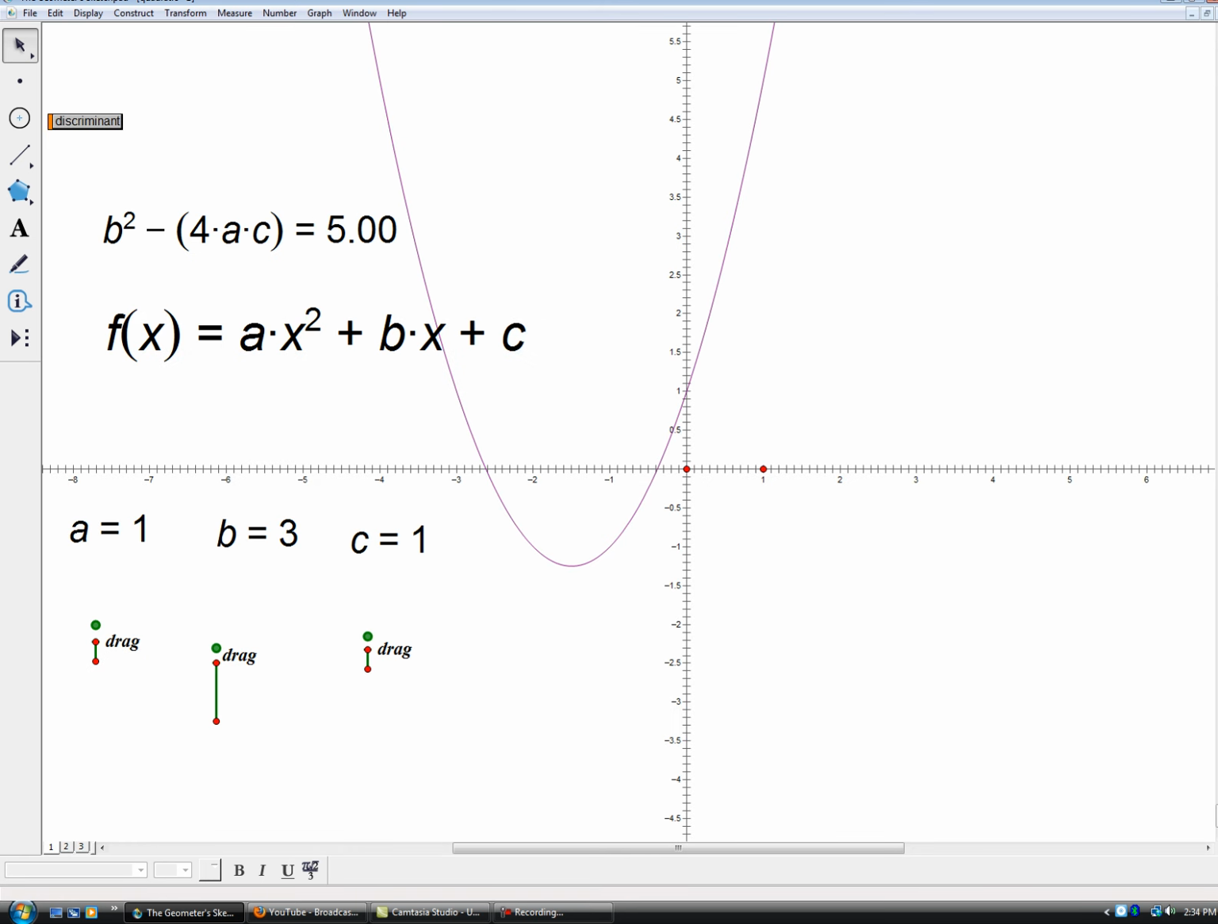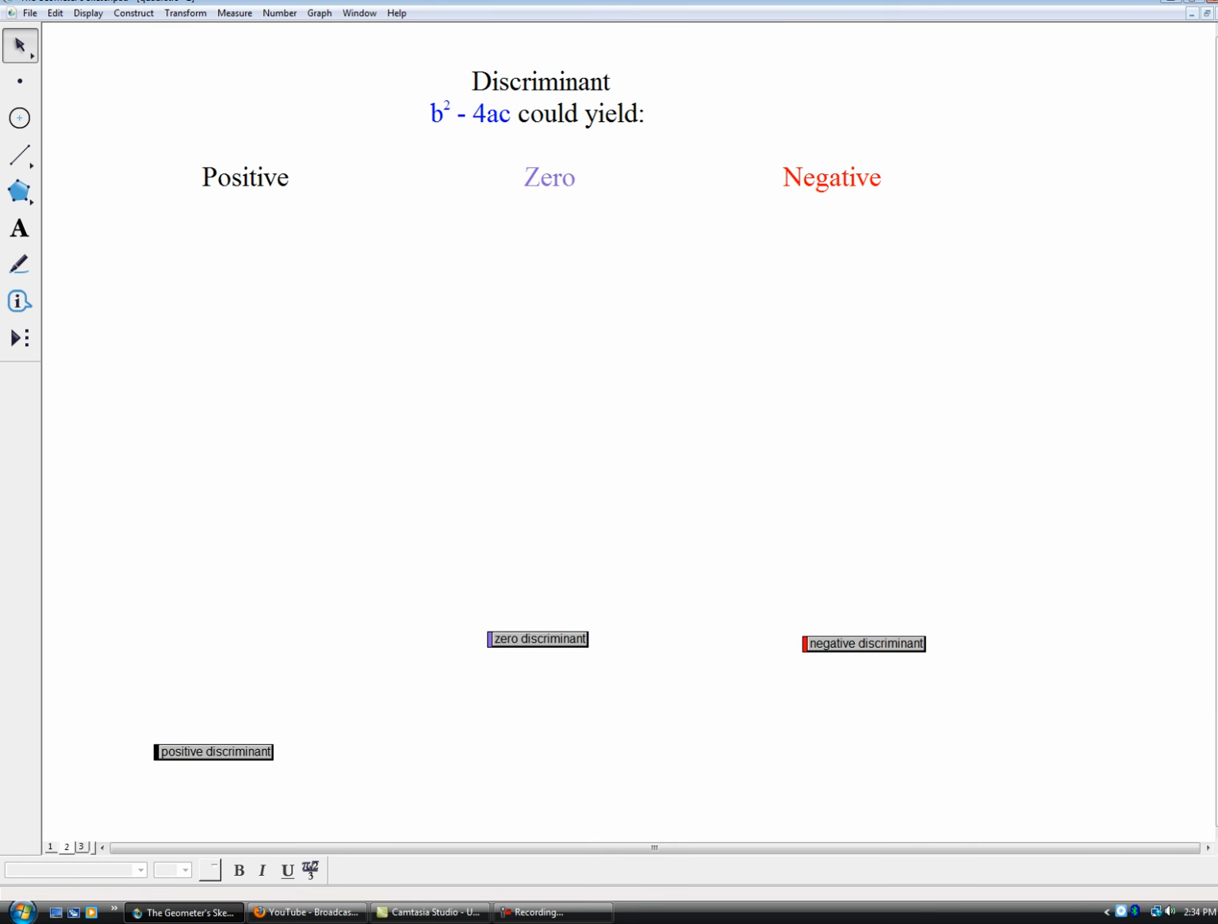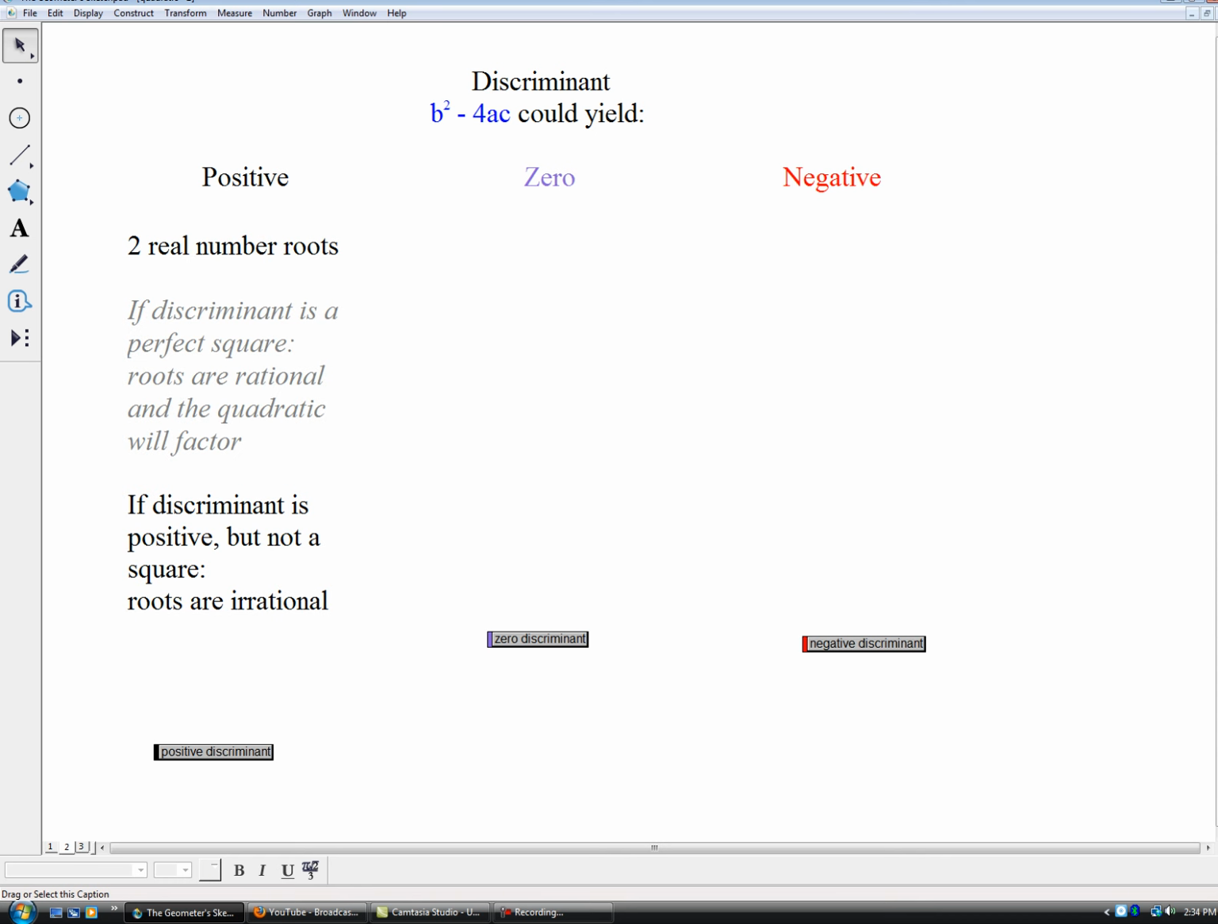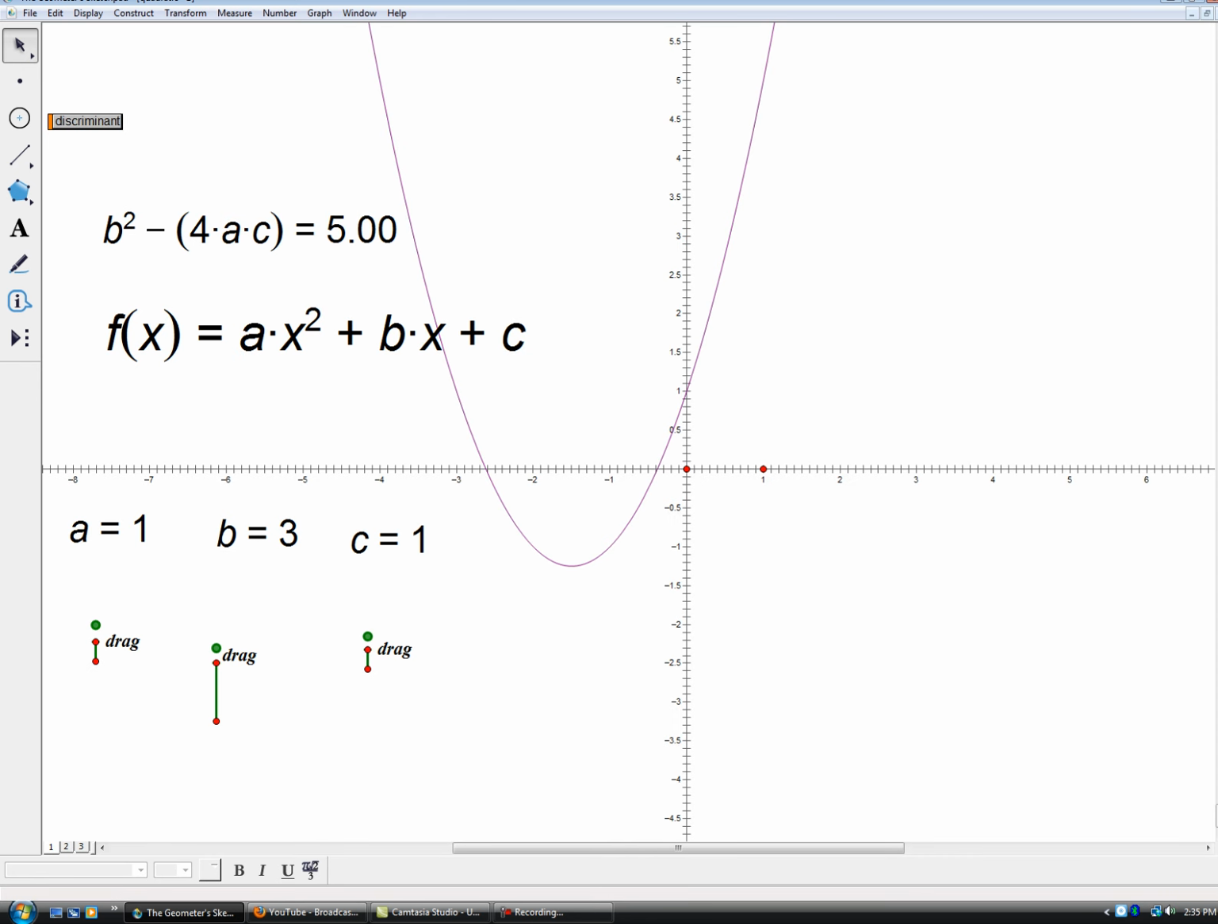Now let's look at what we have. At the moment, our discriminant is positive 5. So let's look at what we get when we have a positive value. We always get two real number roots. Two real number roots means that on the graph there will be two x-intercepts. That's what the roots are. They are the locations of the x-intercepts of that parabola.